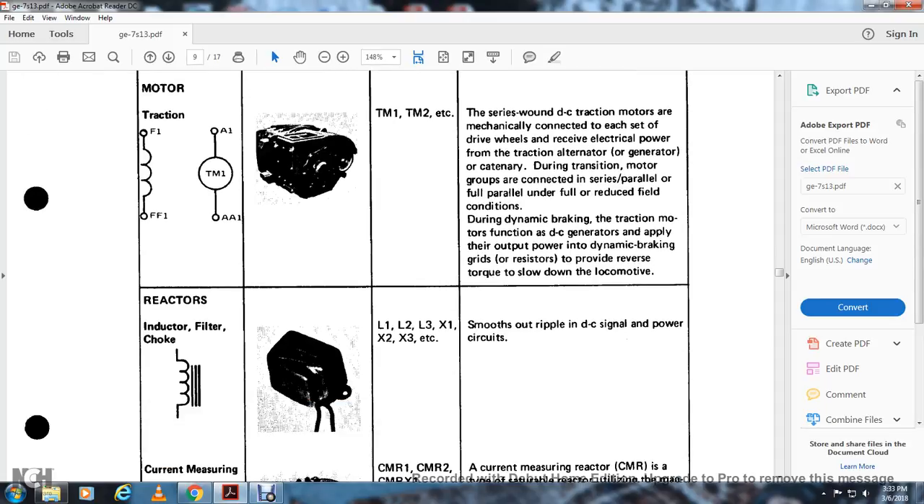Alright, your inductor filter is a humpback current symbol with 3 dashes in the line. It stands for a reactor. It shows a picture of the inductor filter choke with L1, L2, L3, X1, X2, X3, and it smooths out ripple in the diesel signal power circuit.